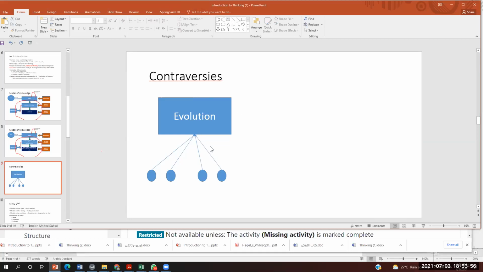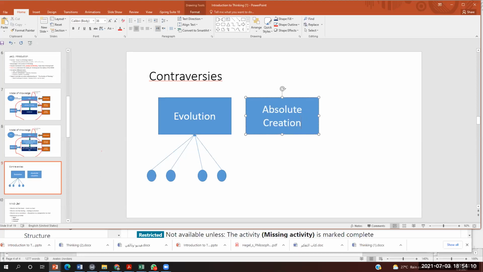Now, on the other side, if you see the theory of absolute creation, and the reason I'm saying absolute creation, which is creation from nothing, vis-a-vis the Big Bang, here you will find lots of pieces of information that support that, and you can process this information.